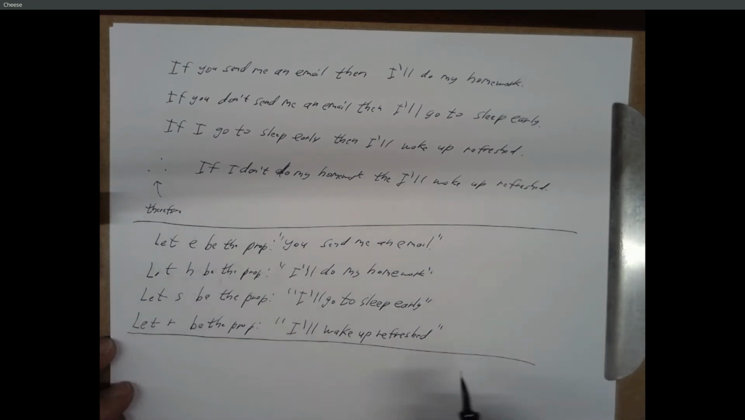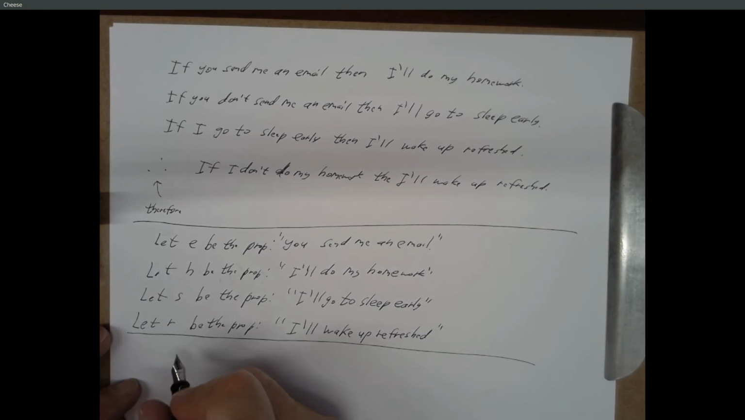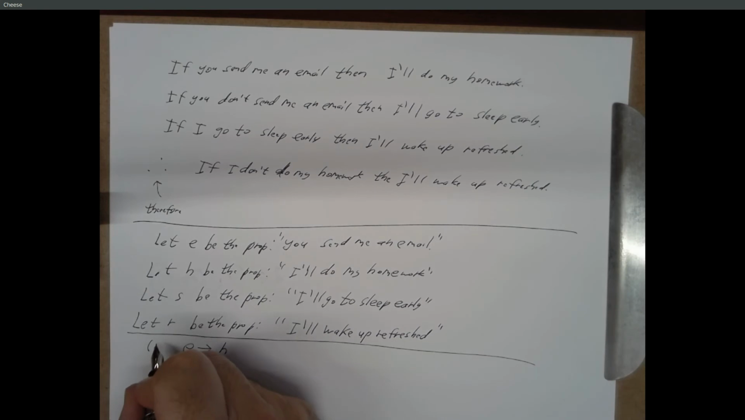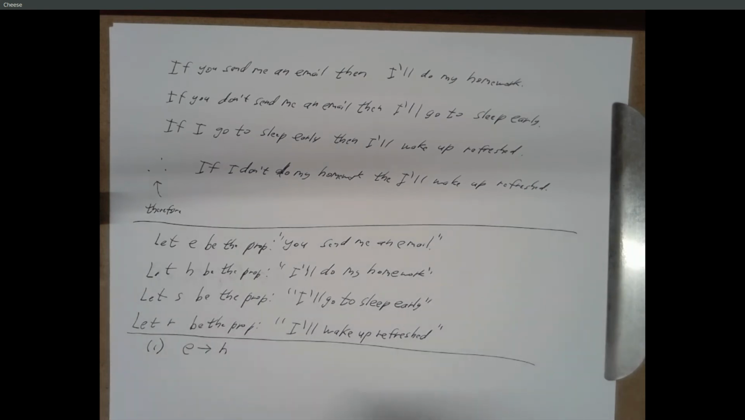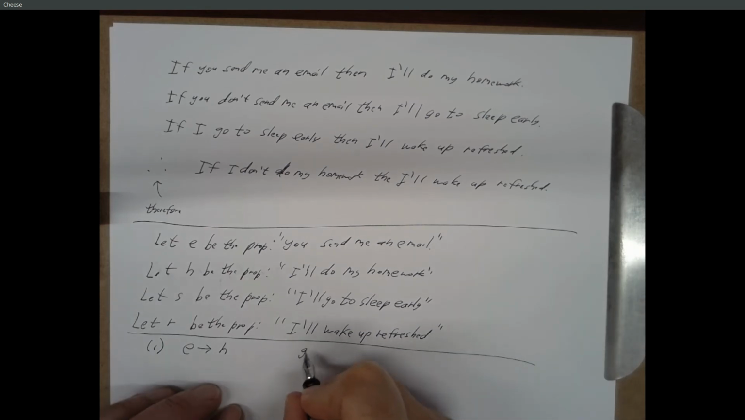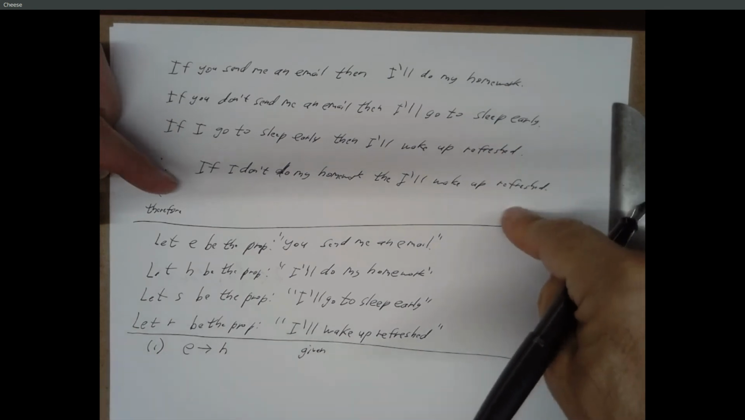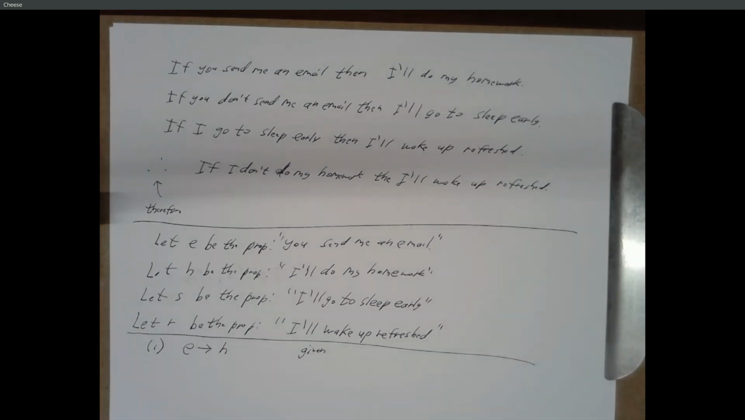So using these symbols, what does this first statement say? If you send me an email, then I'll do my homework. How can we write that? Yeah, that's just E, arrow, H. And I'm going to label that. And why do we know that's true? Well, we don't. But we're going to just say this was given to us. Because our goal is given this and this and this, can we prove this 4th thing? So statement 1 is given to us.